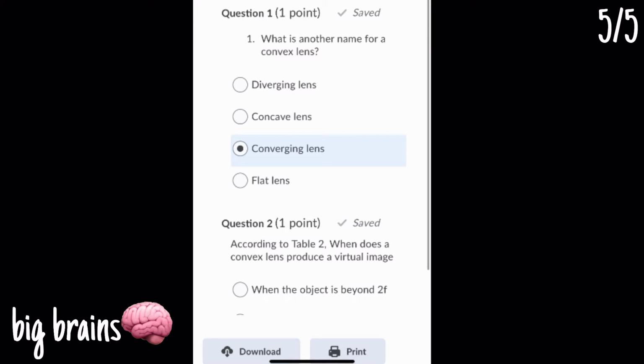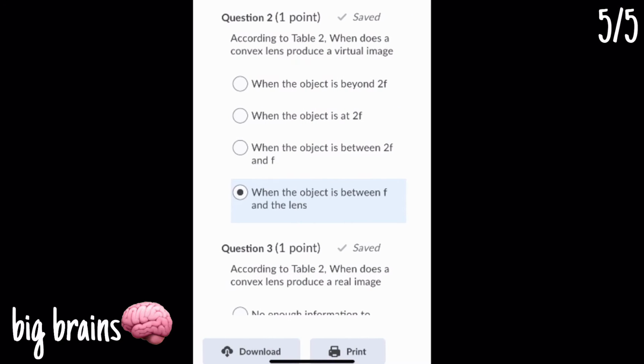So yeah, we're going to go over this lab quiz, basically on lenses. These are things you should write down and know. Another name for a convex lens is a converging lens. Another name for a concave lens is a diverging lens. You should know that because the words are used interchangeably.